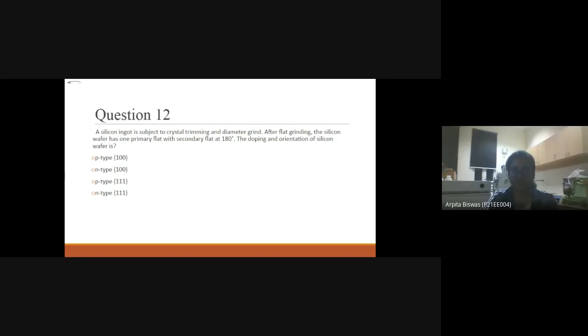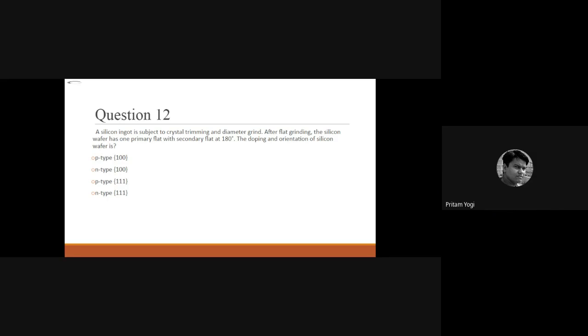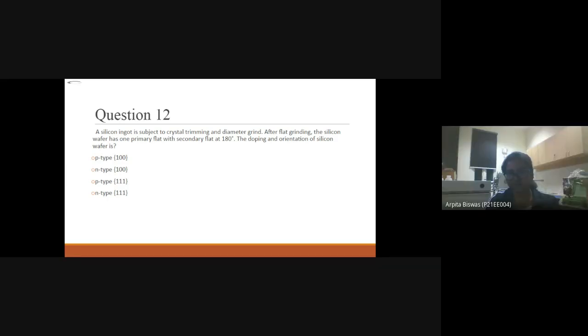It's 180 degree now. It means there is a primary cut and secondary cut, and 180 degree. Okay, N-type 100. So now what about Shamal?